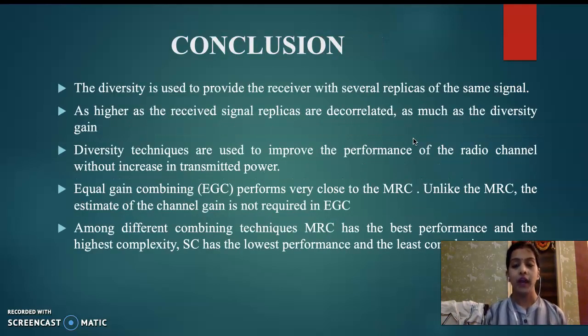Then, I would like to conclude that diversity is used to provide the receiver with several replicas of the same signal. The more the received signal replicas are decorrelated, the higher the diversity gain. Diversity techniques are used to improve the performance of the radio channel without increasing the transmitted power. Equal gain combining performs very close to MRC. But among different combining techniques, MRC has the best performance and the highest complexity, and SC has the lowest performance and the least complexity. That's all from my side. Thank you.